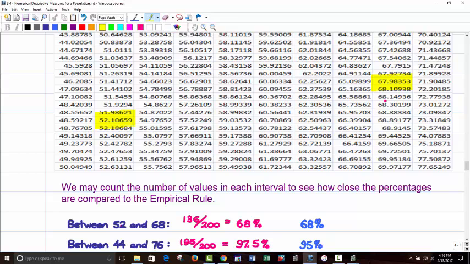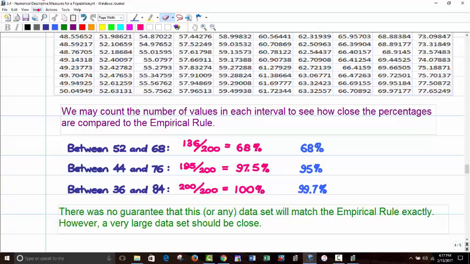So if you count all the numbers between 52.10659 and 67.98, you'll get 136 numbers, and divide that by 200, and that turns out being exactly 68%. So what I did over here was, on the right, these are the empirical rule numbers, and then in pink are the percentages that I calculated from the data. So those are the empirical values.